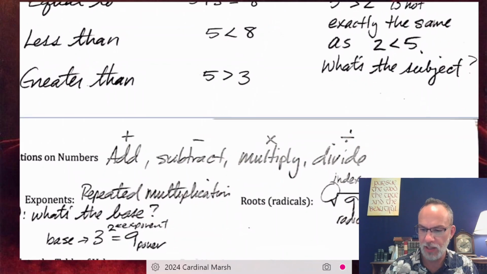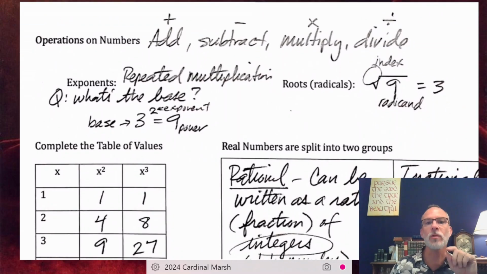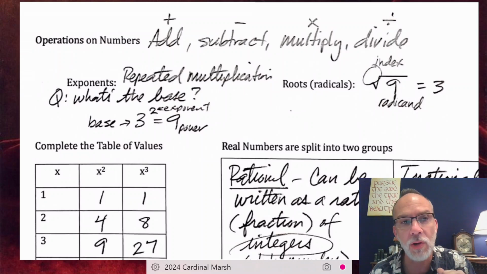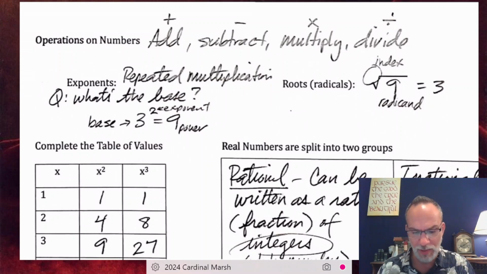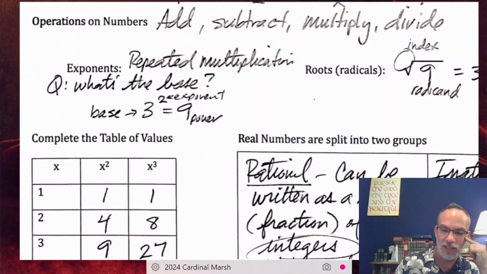If I can get my iPad to stop lagging. Okay, operations on numbers. There are 4 basic ones: add, subtract, multiply, divide. You're probably settled with that. Exponents, though, are something that's maybe relatively new for you. An exponent is repeated multiplication. And so I have here my example of 3 squared is equal to 9.